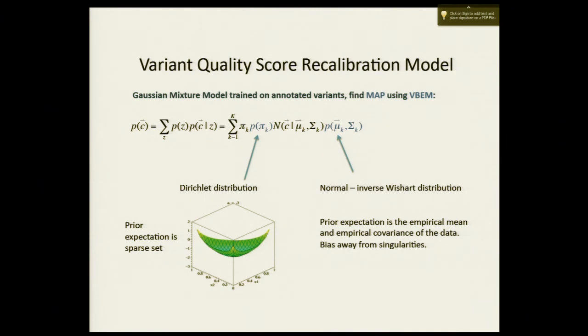So this, I think, is my only mathematics slide. I just wanted to show you a Gaussian mixture model. So basically we have pi and the Gaussian. So this is a Gaussian mixture model. And we use a variational Bayes expectation maximization procedure, which means that we have a prior over the mixture coefficients. And that prior is a Dirichlet distribution. And so what that does is it enforces sparsity in the model.